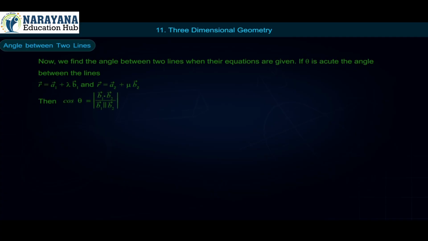Then cos theta is equal to modulus of vector b1 dot vector b2 upon modulus of vector b1 into modulus of vector b2.